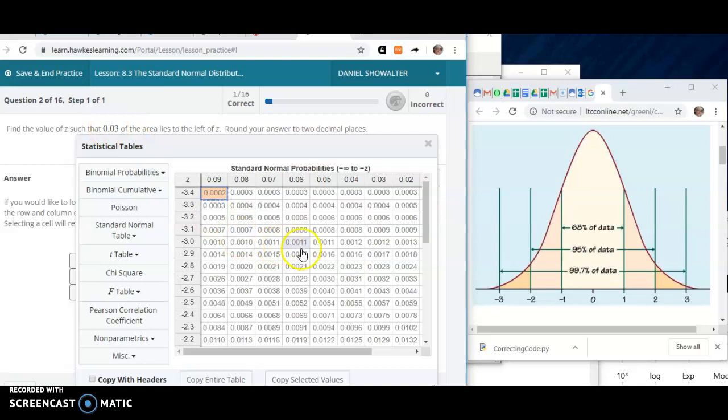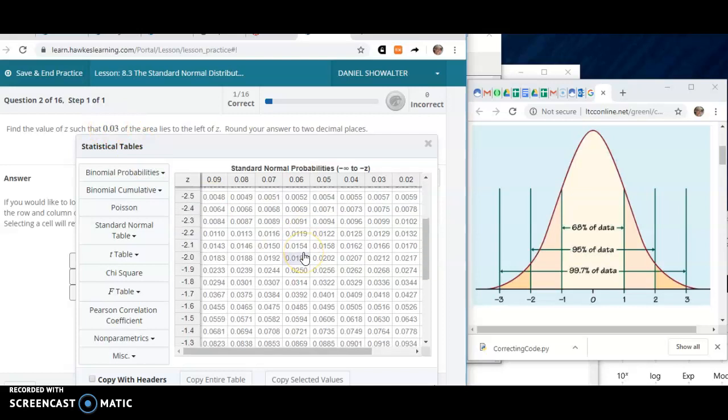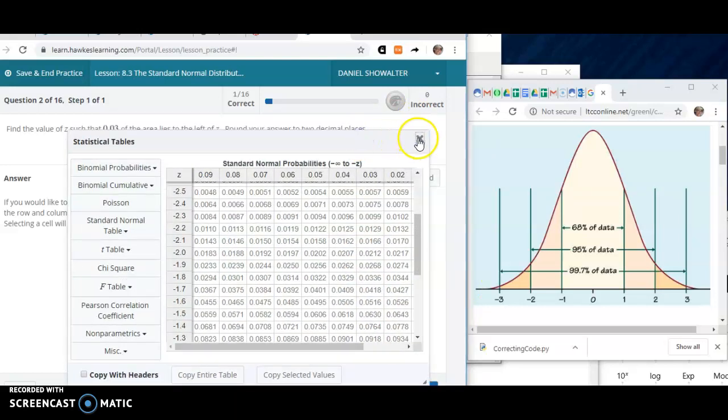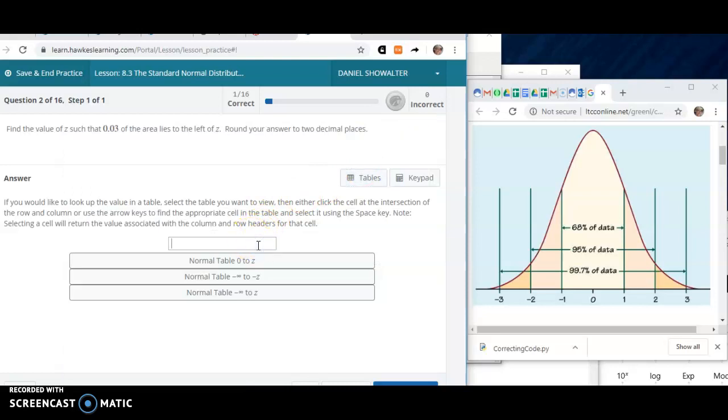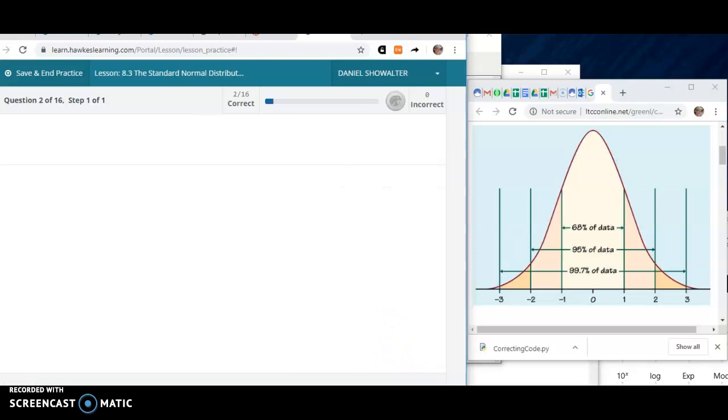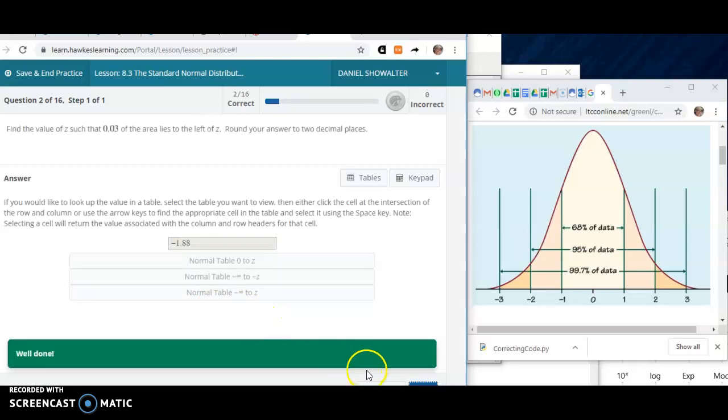So we're looking for 0.03 in this chart, and we're not going to find it exactly, but we're going to be able to get pretty close. So it's in between these two numbers right here. So in other words, we're in between a z-score of -1.89 and -1.88. And it looks like we're closer to the -1.88. So we would type this in, -1.88 as our answer, submit that, and that should be a correct answer.